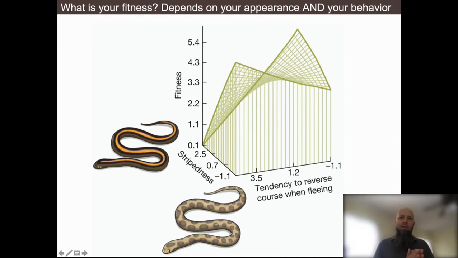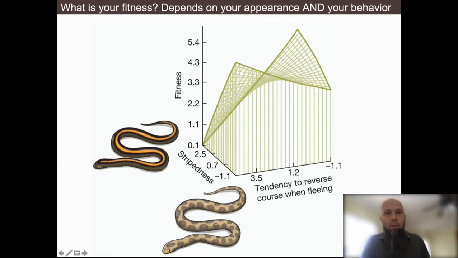Now, the other component of this axis is the tendency to reverse course when fleeing, okay? And so I want you to think about a snake trying to get away from a predator. It can do a couple things. It can take off in a straight line, or it can start, stop, reverse course, change direction, and move around in a very distracting type of way, okay? So we've got those two components of the phenotype, right? One is, are they striped or not, striped or spotted? The other is, how do they try to escape? And again, that behavior is a part of the phenotype of these individuals.